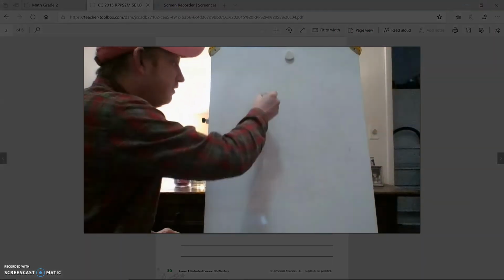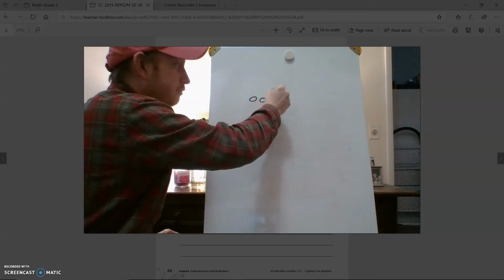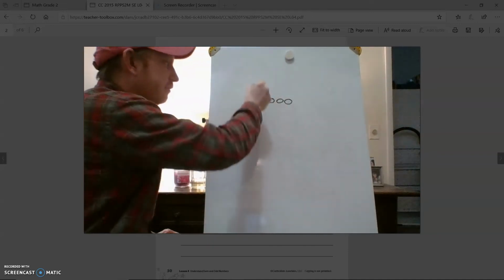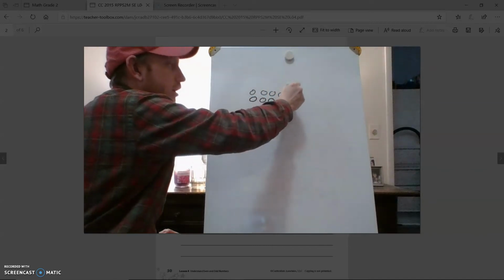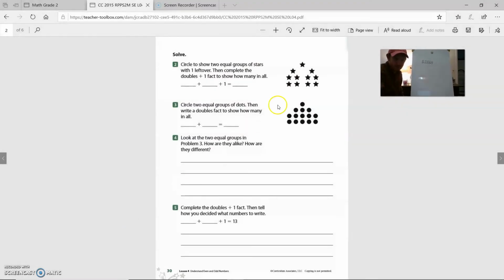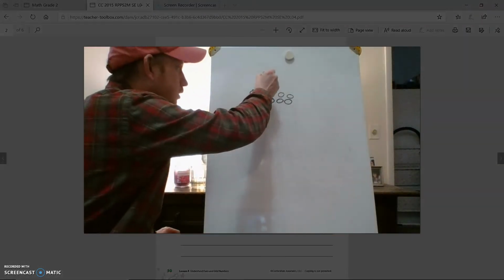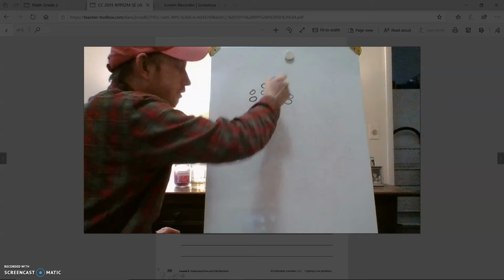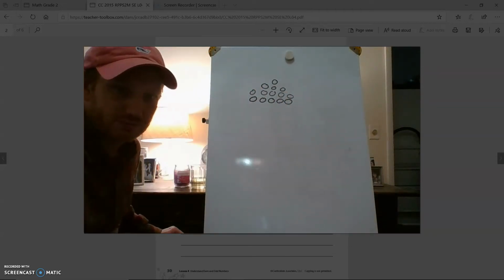They have 5 dots on each side. 1, 2, 3, 4, 5. 1, 2, 3, 4, 5. And then they have a row of 3, 1, 2, 3, and one more of just 1. So that's our little picture.